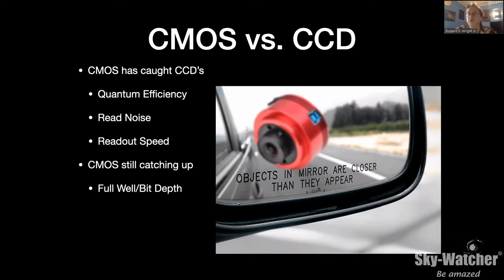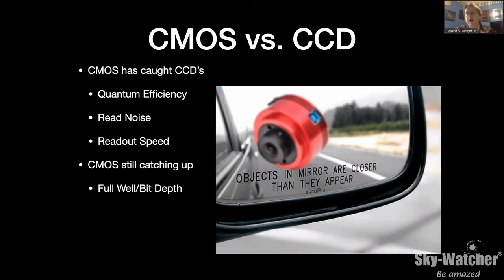It's easier to find a larger pixel CCD camera than it is to find a larger pixel CMOS camera. Now that is changing. I would say CMOS is still catching up, but it's nipping at the back bumper. Like the new 455 chip from Sony has a full 16-bit readout and a full well capacity of about 50,000. And 50,000 is a really good full well capacity for a CMOS sensor.